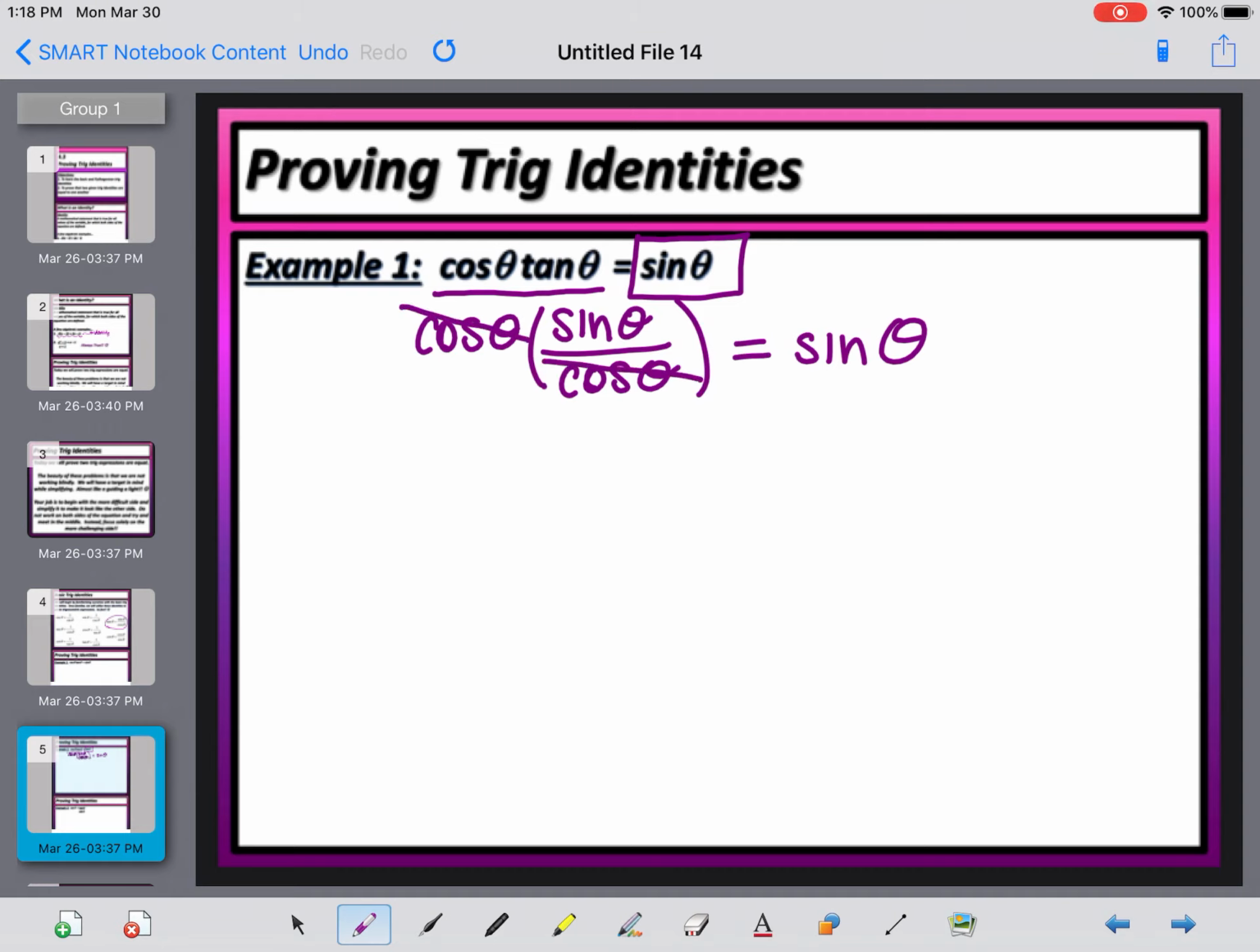But this form is now allowing me to cross-cancel these cosines, which I couldn't have done before when it was written as a tangent. And that leaves me with just a sine theta on the left, and that's equal to the sine theta that was originally on the right. And I have now just proved that cosine times tangent actually does equal sine.